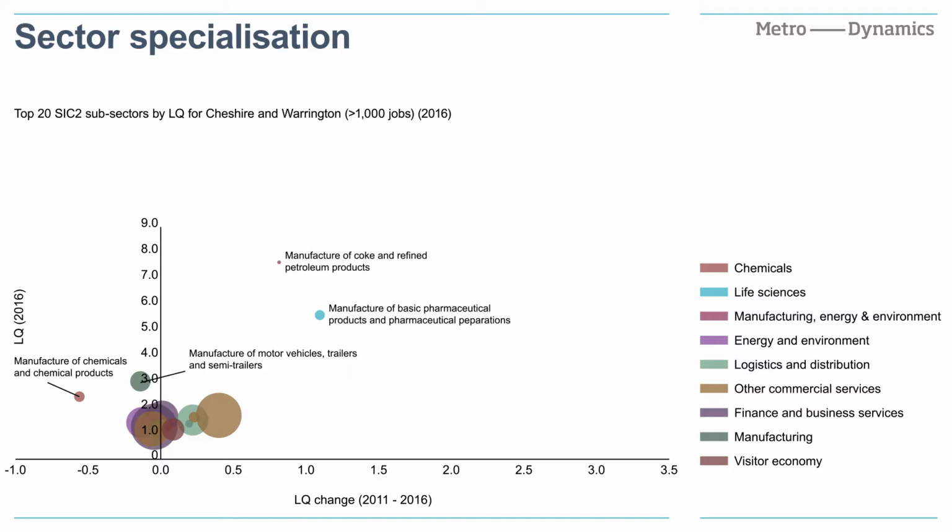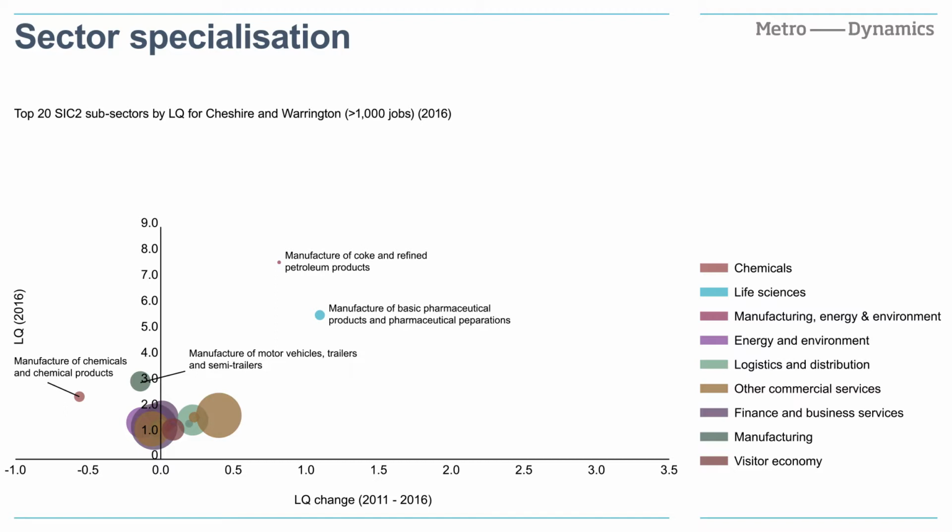In this example, the position of the bubble relative to the y-axis shows how specialist it is. The position relative to the x-axis shows how the LQ has changed. The size of the bubble indicates how many people are employed in that sector, and the colour denotes a broader sector group.